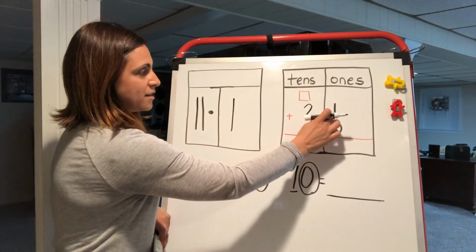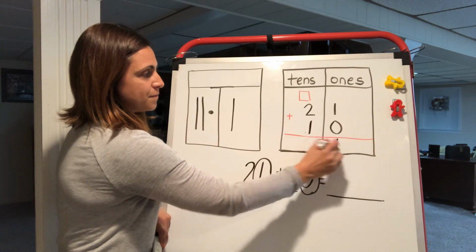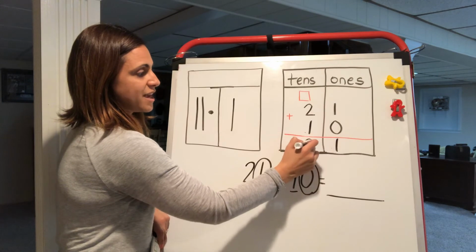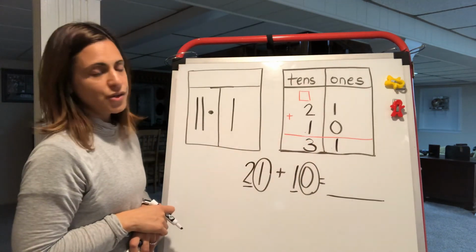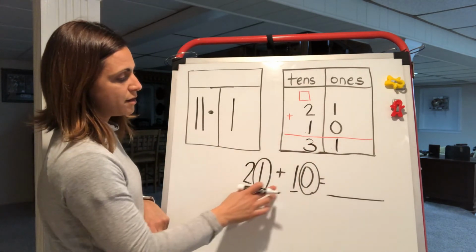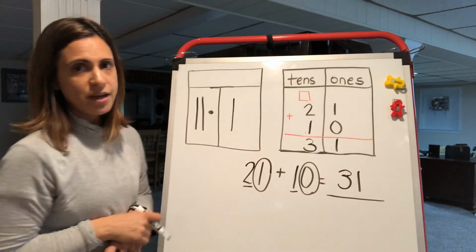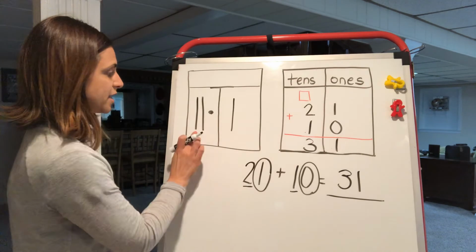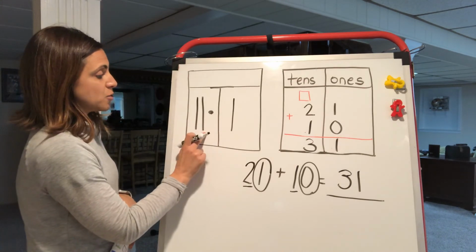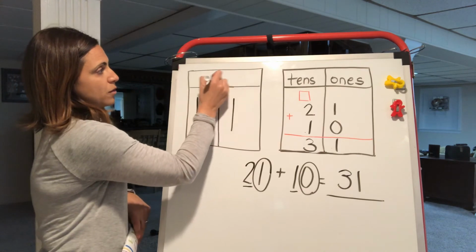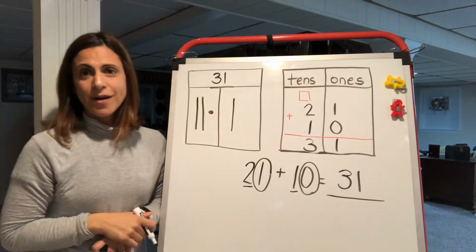I add my ones. 1 plus 0 is 1. Now I add my tens. 2 tens plus 1 ten is 3 tens. My answer is 31. 21 plus 10 more is 31. I'll check my work with my picture. Count the tens first. 10, 20, 30, and 1 more. My whole, or my sum, is 31.